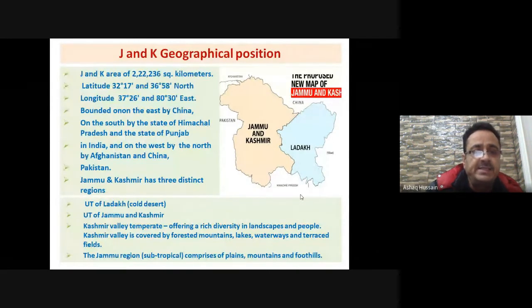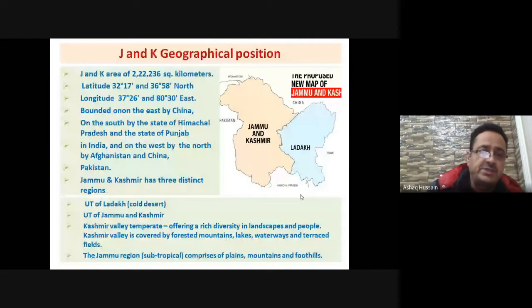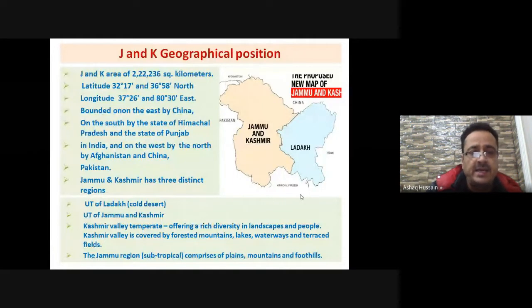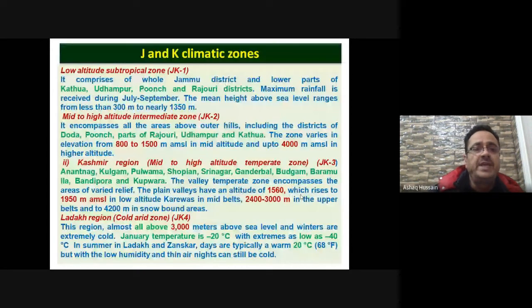Jammu and Kashmir has three distinct regions, that is Jammu, Kashmir, and Ladakh. Now, Ladakh is a separate union territory, but our jurisdiction with respect to agricultural research is still continuing with Ladakh. The Kashmir Valley is a cool temperate climate, the climate of the Jammu province is essentially subtropical, and that of Ladakh is a cold desert. So we have here the principal four regions of climatic types that exist in UT of Jammu and Kashmir.